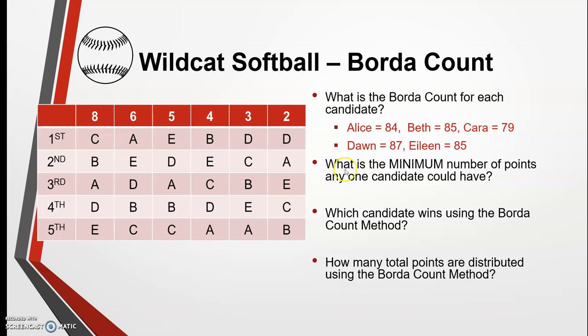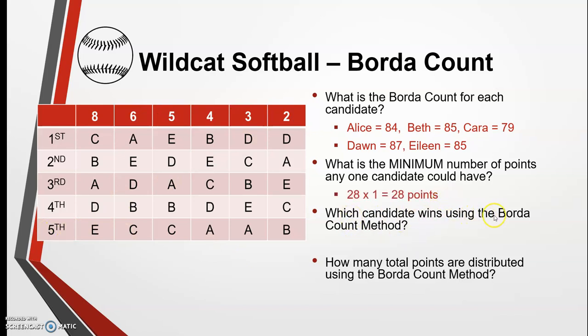We're going to move on and look at the second question, which is the maximum number of points any one candidate could have received. Well, remember that a first place vote is worth 5 points, and there are 8 plus 6, so 14, 19, 23, 26, 28 voters. So to find the minimum number of points would be all last place votes. So that would be 28 voters times 1 point per vote, or 28 points.